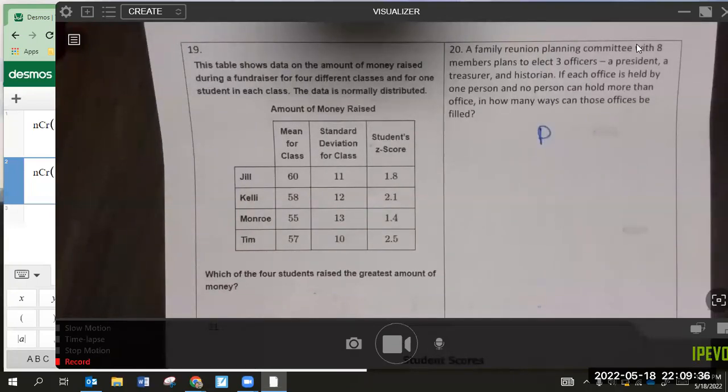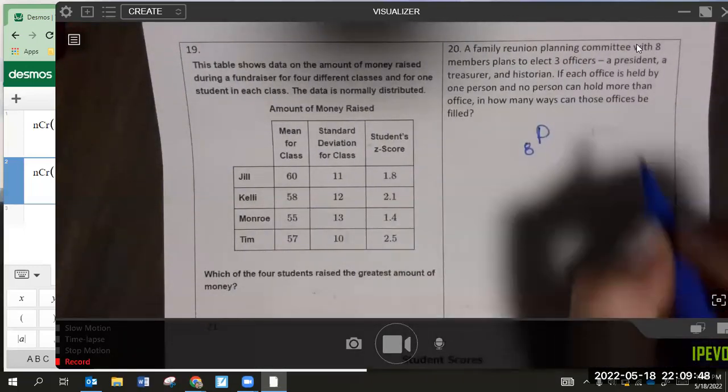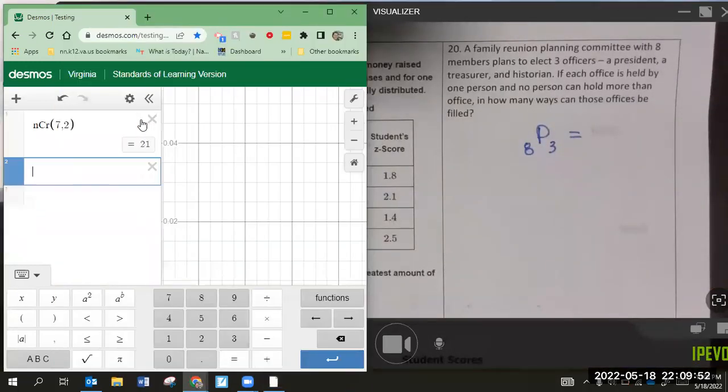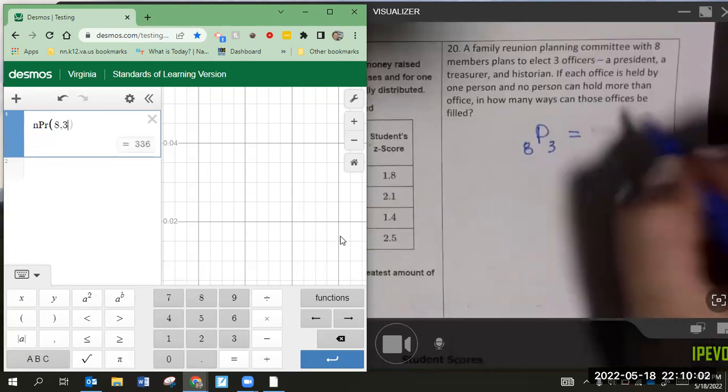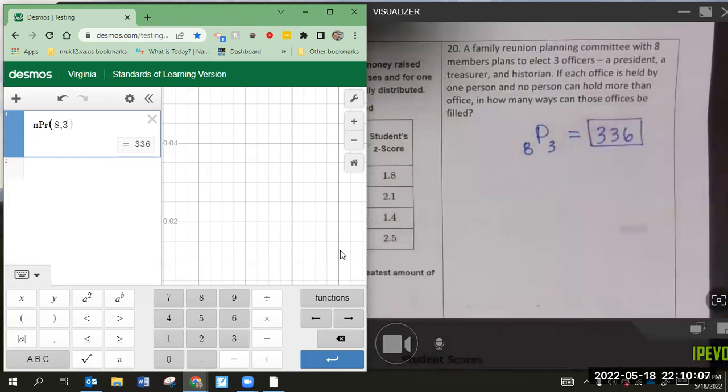We like to think of this as positions. If there's positions that you're filling, that's a permutation. There were 8 total people that we could choose from, and there are 3 offices that we can put them into. How many different ways can we fill them? We're going to use permutation instead of the combination. So functions, we're going to pick nPr. 8 total people, 3 positions that we're filling. So there are 336 different ways we can fill those positions.